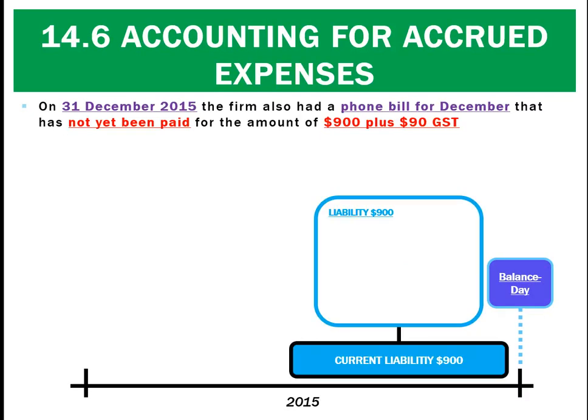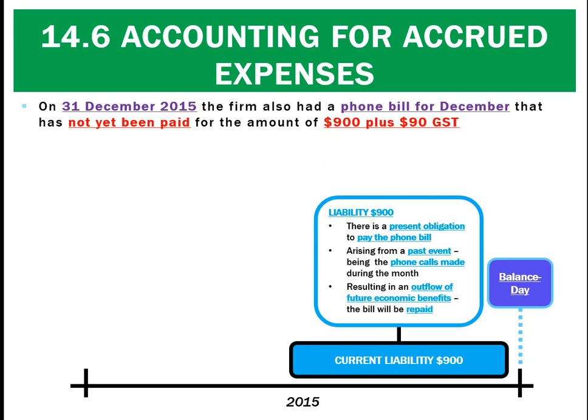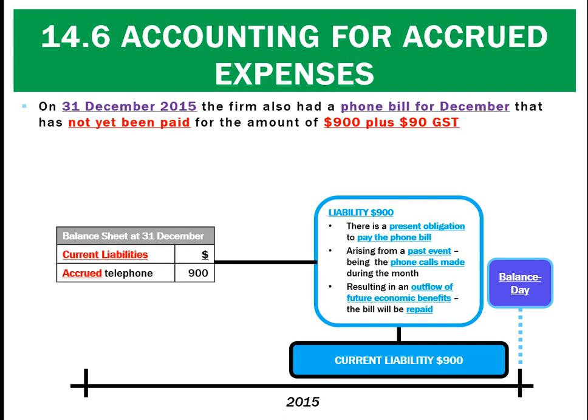So what we're going to do is record an adjustment of a liability. So we have a current liability of $900 of an accrued phone bill. There's a present obligation to pay the phone bill in the next year. It's arisen from a past event, being that the phone calls were made during the month of December 2015. And lastly, it'll result in an outflow of future economic benefits. In this case, there'll be cash that's going to get paid to the phone company.